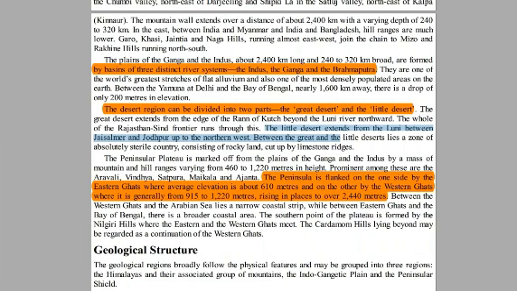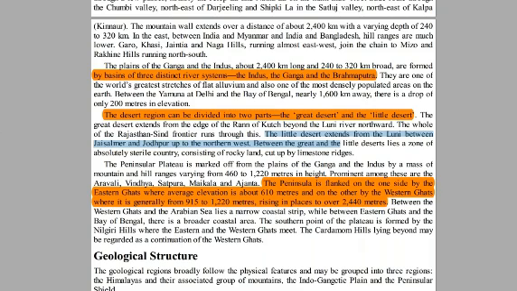So please be very careful with these paragraphs. For instance, he says the Great Desert extends from the edge of the Rann of Kutch beyond the Luni River northward. So a question could be, where does the Rann of Kutch lie and where does the Luni River lie? These kinds of questions can be asked in UPSC prelims. So please go through this.